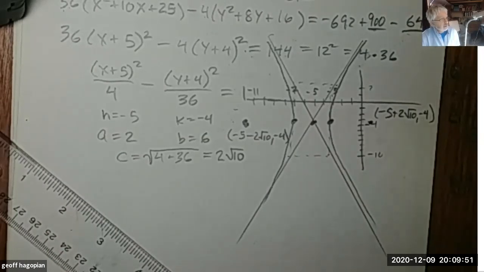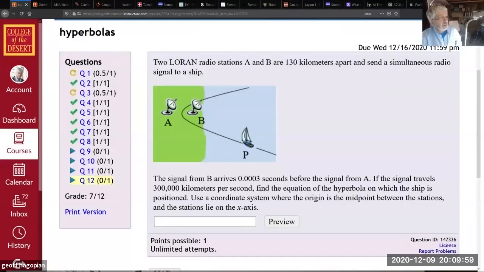So here we've got a Loran radio station. That's an acronym for, I forget what. And A and B, right? So you got these two stations are 130 kilometers apart and send a simultaneous radio signal to a ship. The signal from B arrives 3/10,000 seconds before the signal from A.